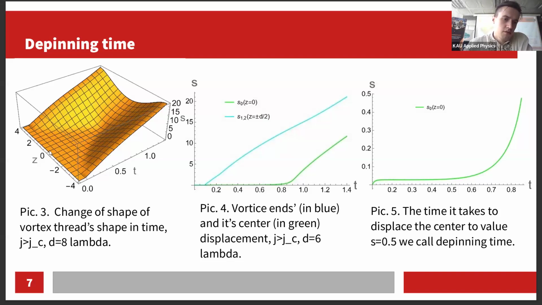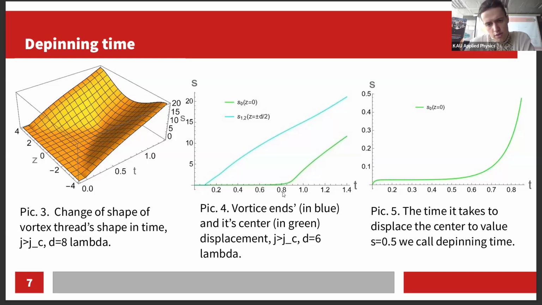It is seen a lot better here, where you can see when the vortex ends start moving, either here in the three-dimensional space or on plot 4, where this blue line shows the displacement value of the vortex ends, so over here and over here, and the green line shows the displacement of the vortex center. Once the current is switched on, the vortex ends start moving immediately.